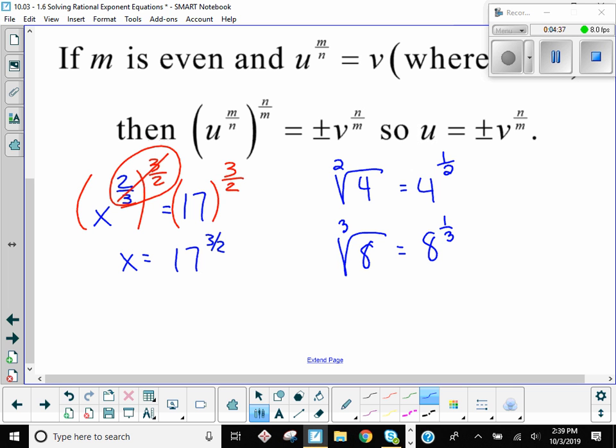So the difference in today's lesson is we won't have just a 1 in the numerator. We might have instead something like this, 8 to the 2/3.